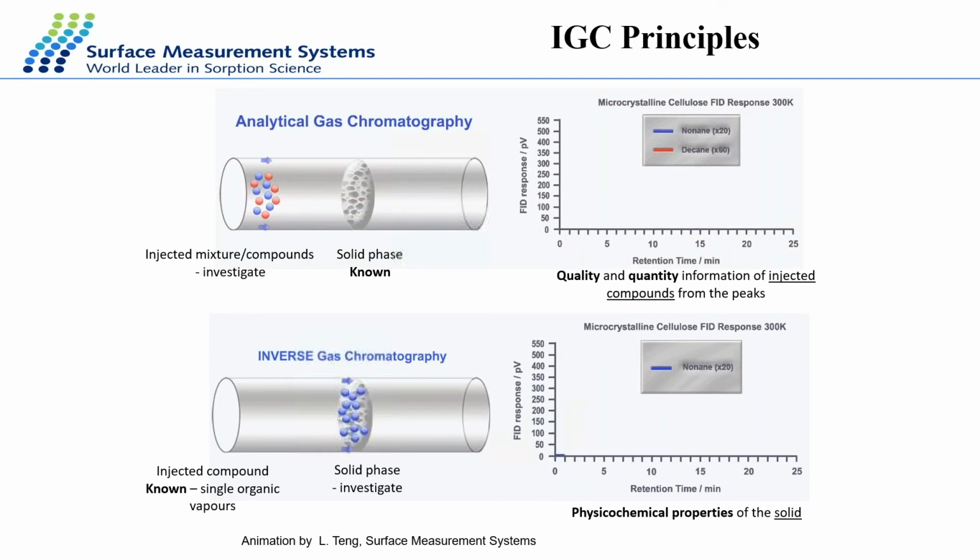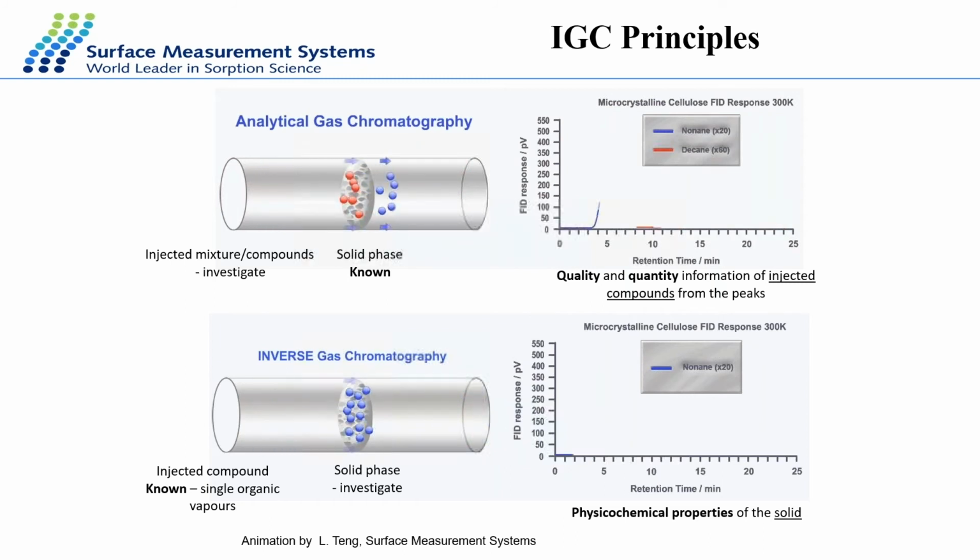The principle of IGC is actually the reverse of the analytical GC. In case of analytical GC, the solid phase is known, and what we inject, the mixture and the compounds, is what we investigate actually. And during this analysis, we can get quality and quantity information about the injected compounds. So this technique is a kind of separation technique.